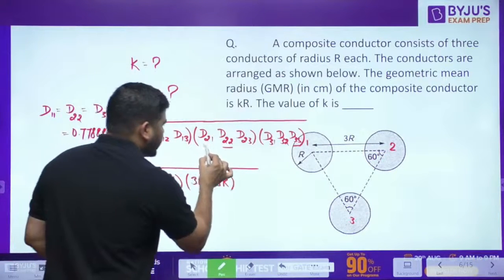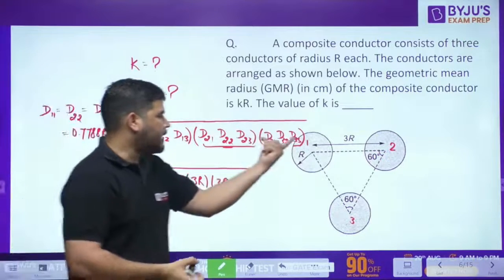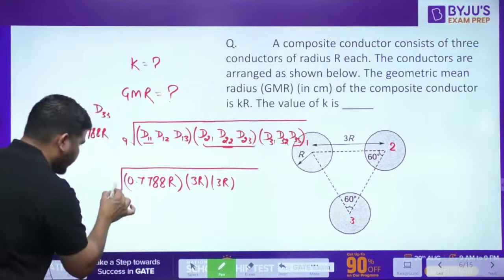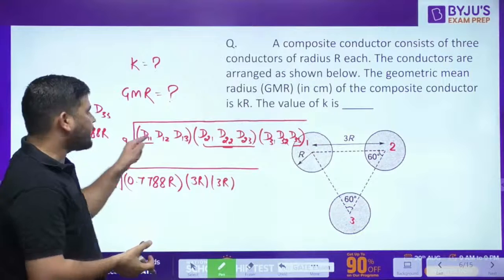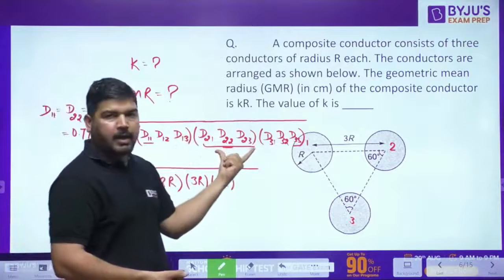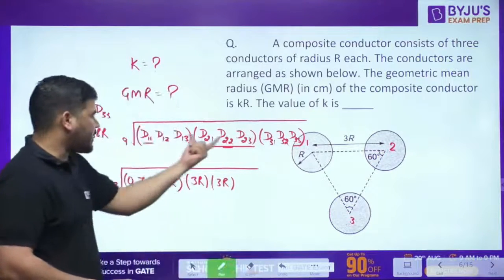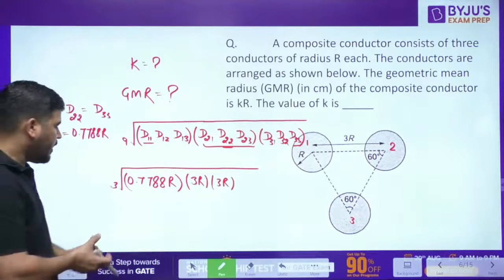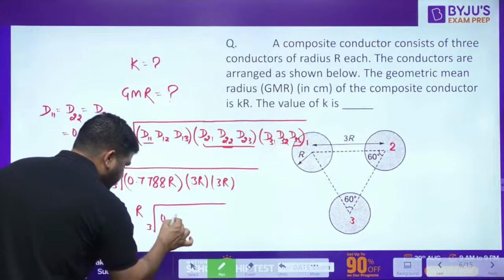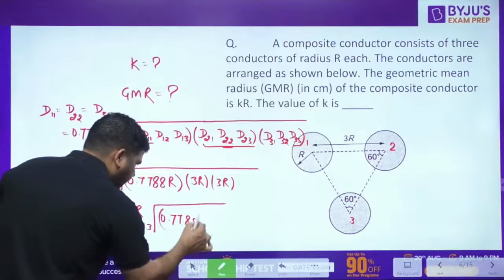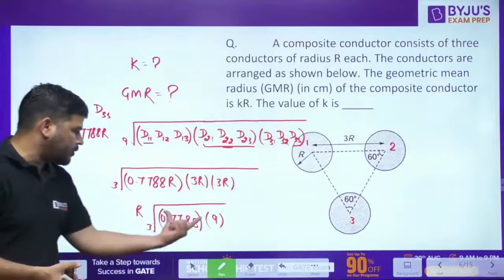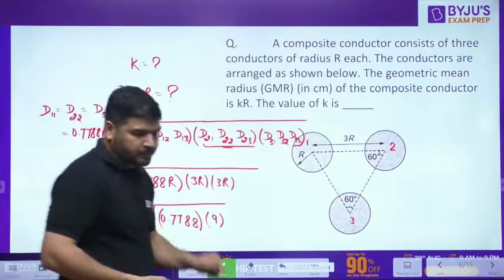Now if you write these, these three terms will also be the same. So why write all these terms? Only these terms are enough, and you can take the cube root, because you are taking the 9th root. You are repeating these things. Whatever these bracket terms are, the same are available here. So let's not write this and this. Only these three terms are enough. So you can take this R outside, and it will become R into the cube root of 0.7788 into 9. You can calculate this value, and this will become my K.